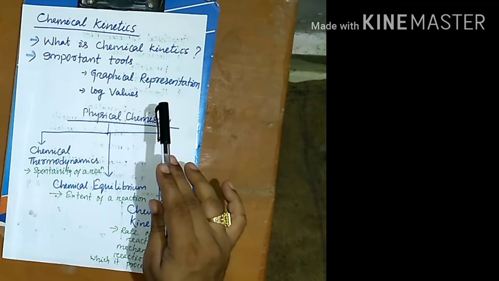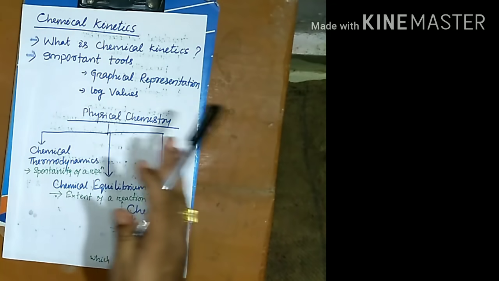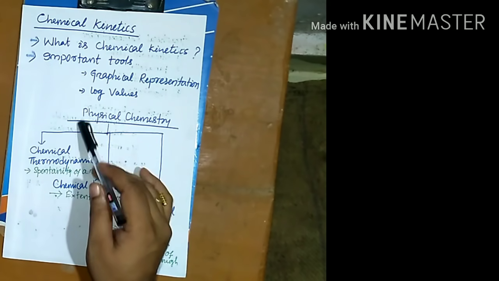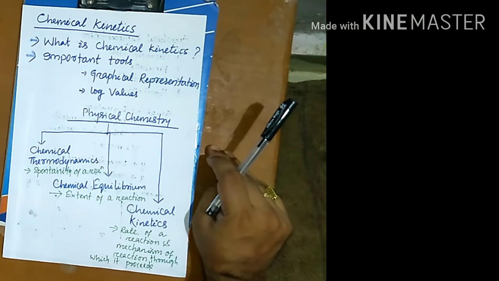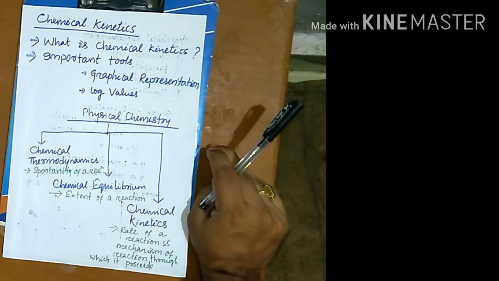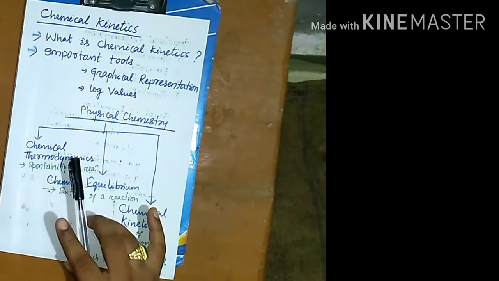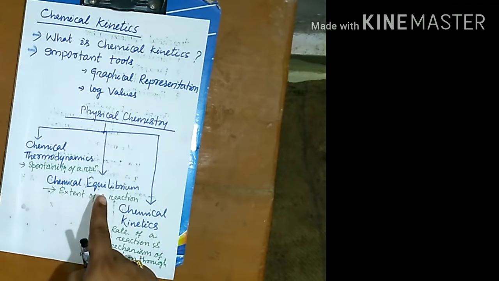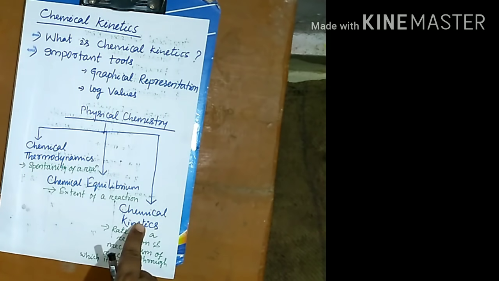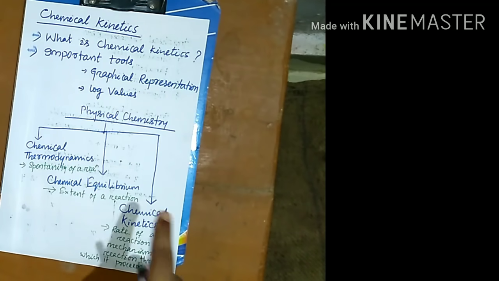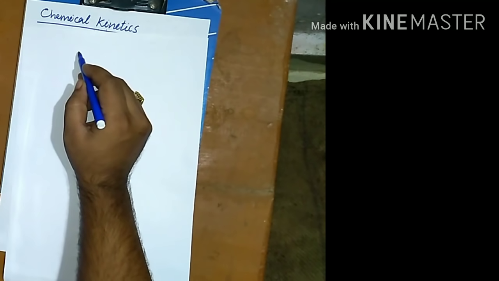Now, you know that our chemistry is broadly divided into three parts. One is organic chemistry, one is inorganic chemistry, and another one is physical chemistry. And in this physical chemistry chapter, that almost covers up to plus 2 level, it almost covers three topics. One is chemical thermodynamics, another one is chemical equilibrium, and another one is chemical kinetics. What these three topics deal, if you go to chemical thermodynamics, then it will explain whether a chemical reaction is feasible or not.